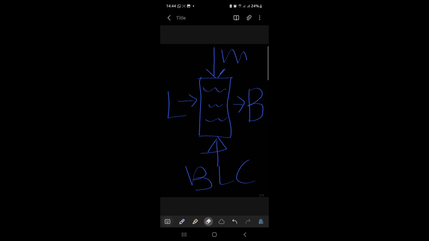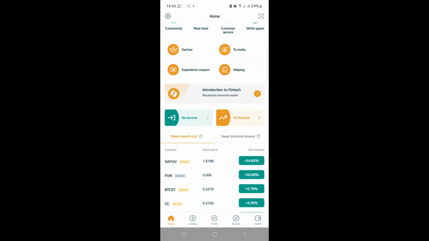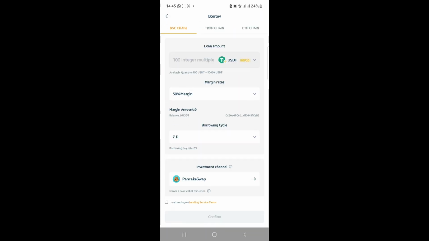And as we know, all smart contracts work on a certain blockchain. This Fintoch smart contract works on several blockchains. It works on the Tron chain, the Binance Smart Chain, and the Ethereum chain, so it works on 3 blockchains. If you want to borrow, you go to the borrowing part. Now you can see the blockchains: BSC, Binance Smart Chain, Tron chain, and Ethereum chain. These are the chains that Fintoch interacts with.